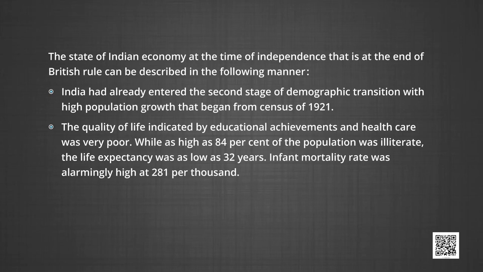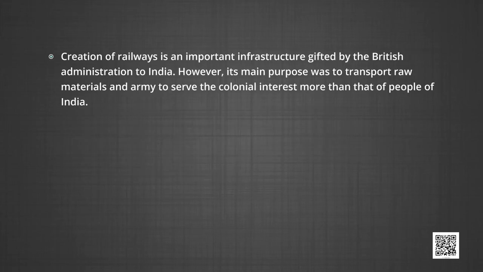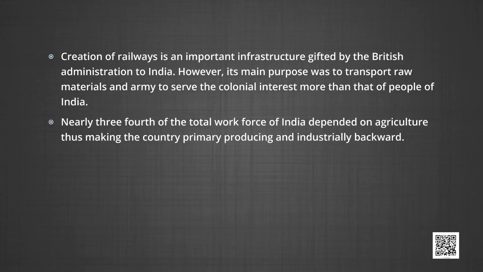Infant mortality rate was alarmingly high at 281 per thousand. Number three, creation of railways is an important infrastructure gifted by the British administration to India. However, its main purpose was to transport raw materials and army to serve the colonial interest more than that of people of India. Number four, nearly 3/4 of the total workforce of India depended on agriculture, thus making the country primary producing and industrially backward.